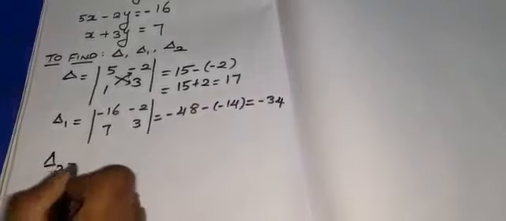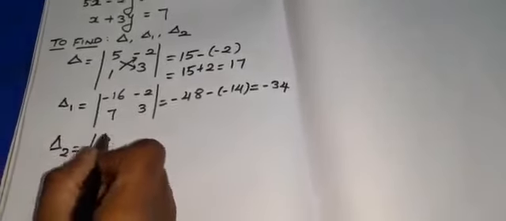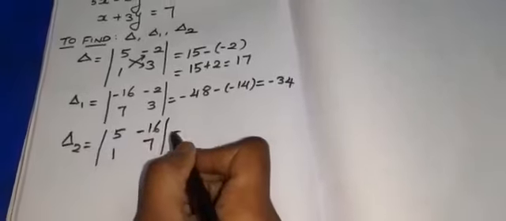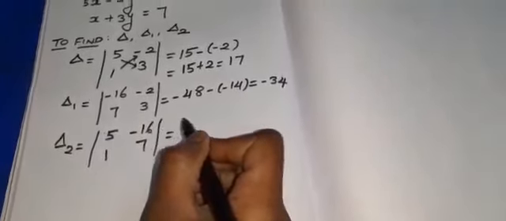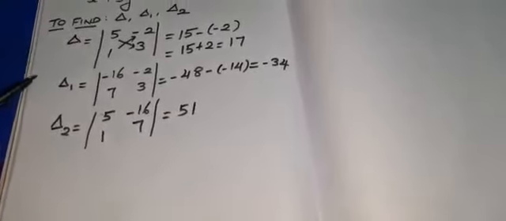Coming to delta 2. Delta 2 means I am going to change the second column. That is 5, 1, keep it as it is, 5, 1 and minus 16, 7. You calculate and see, you will get the answer as 51. So now I found out delta 1 and delta 2.